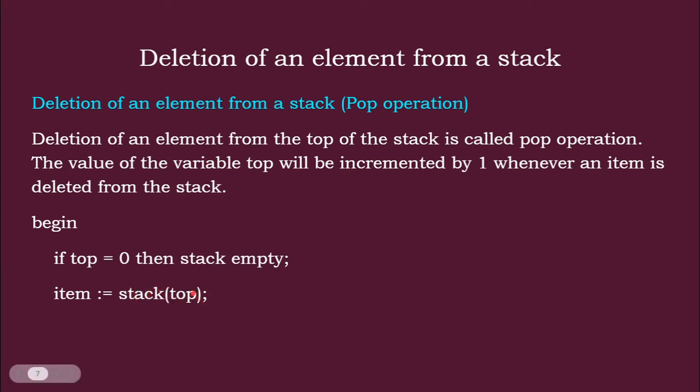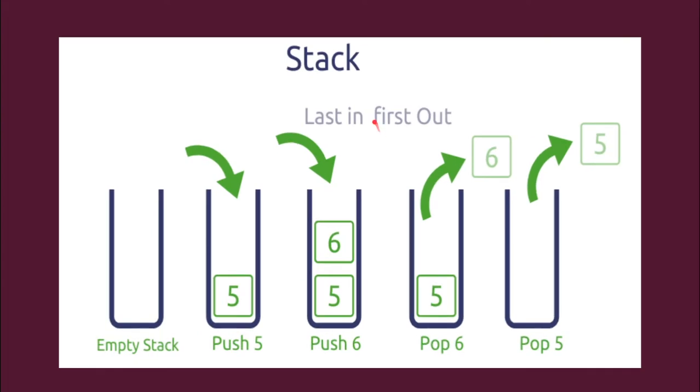So item is equal to stack of top. And now we have to decrement the top pointer. In push, we incremented the top pointer. In pop, we are decrementing the top pointer, and then end. So this is a simple algorithm. We just have to check whether the stack is empty or not. If it is not empty, we remove the element from the top and put it in the item, and now top is equal to top minus 1 to get the next element. So this is how push and pop are done.